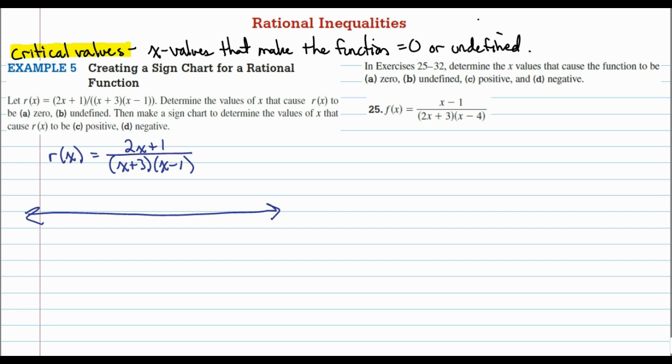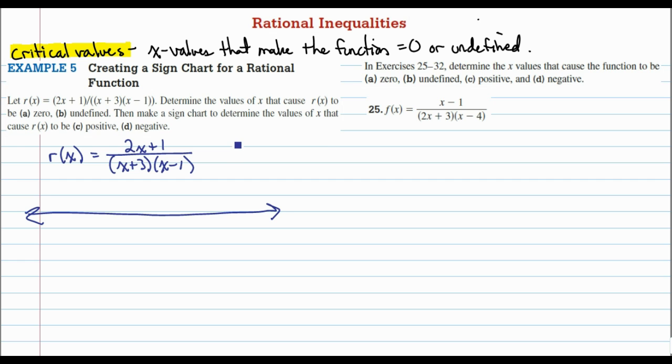So if I'm going to look at all the values that I'm going to use on my number line, not only do I need zeros this time, I also need anything that's going to make the rational function undefined. We call those critical values. Critical values are x values that make the function equal to 0 or undefined. Those values, a 0 or a vertical asymptote, would give the rational function an opportunity to change from positive to negative or negative to positive.